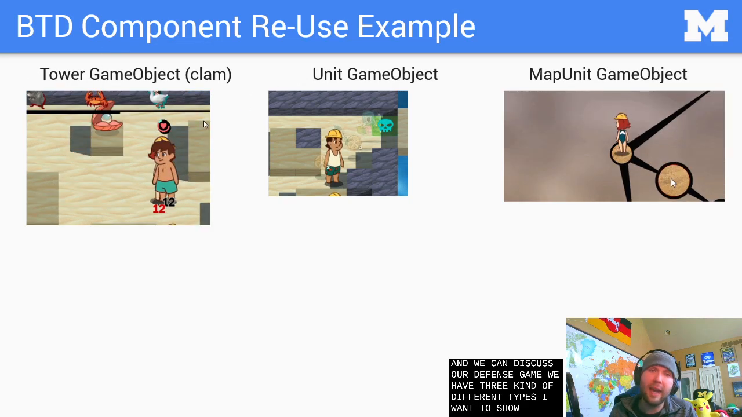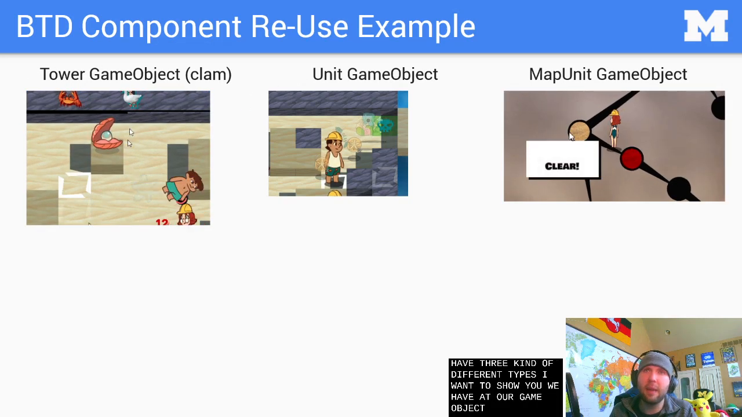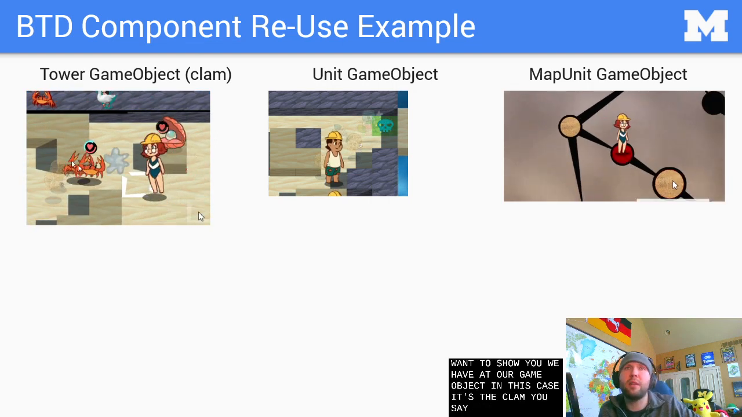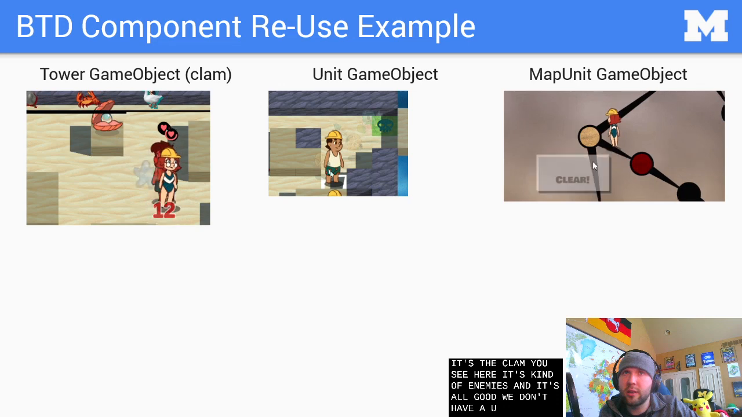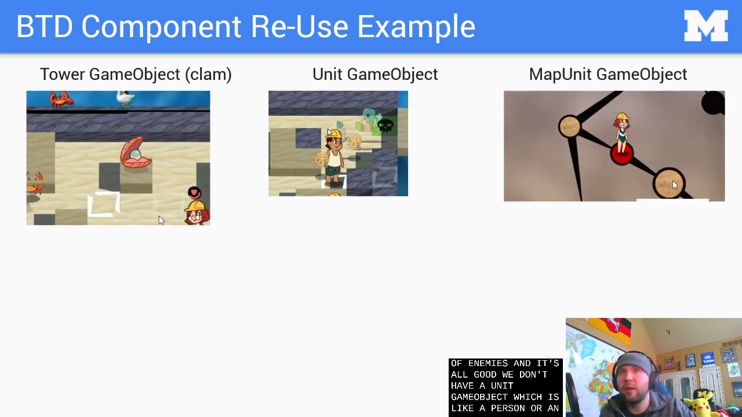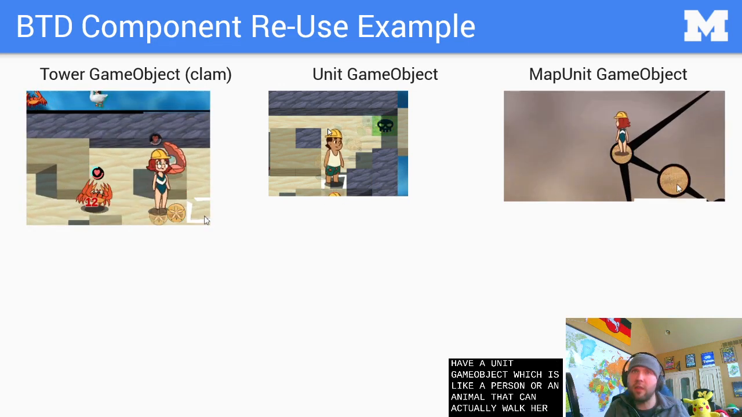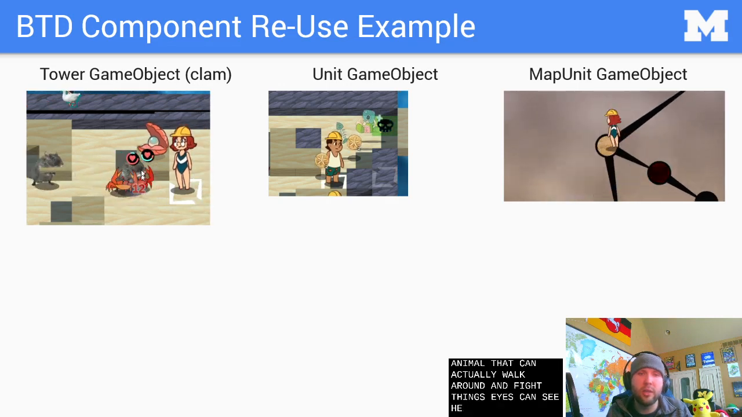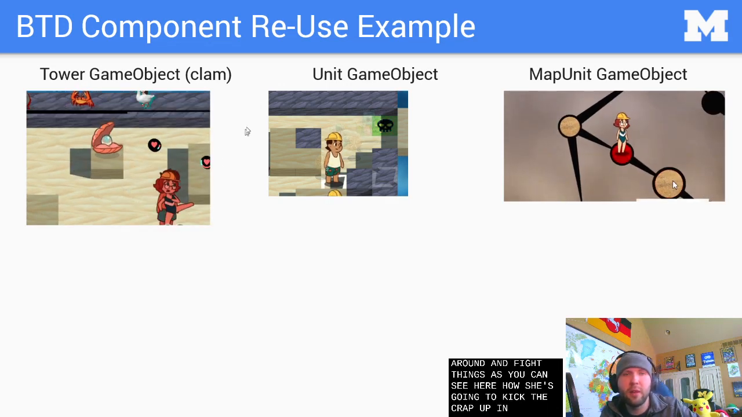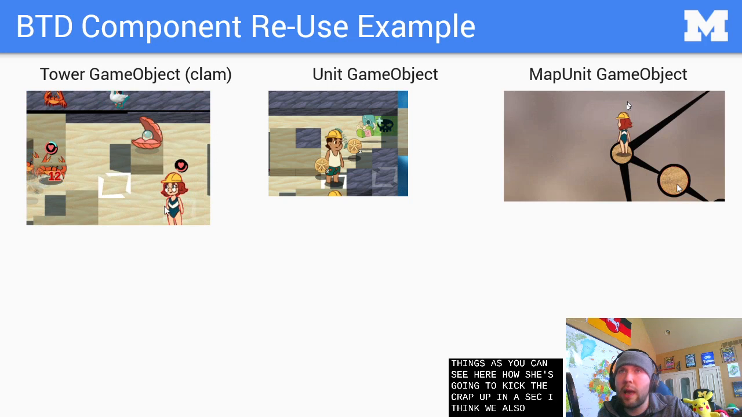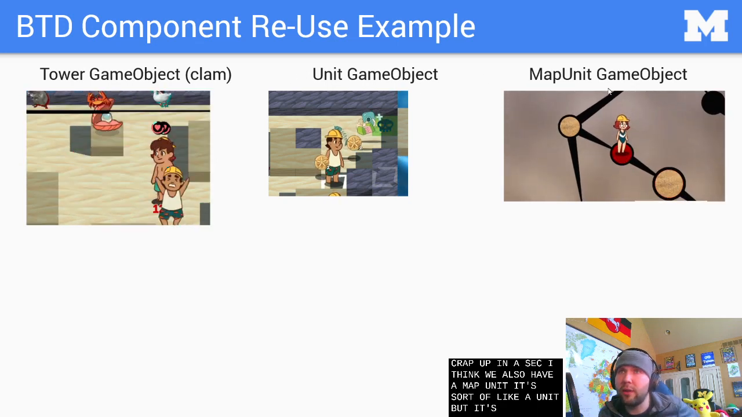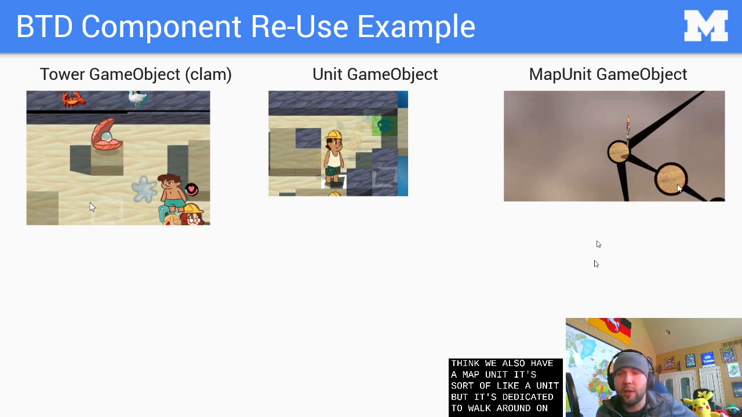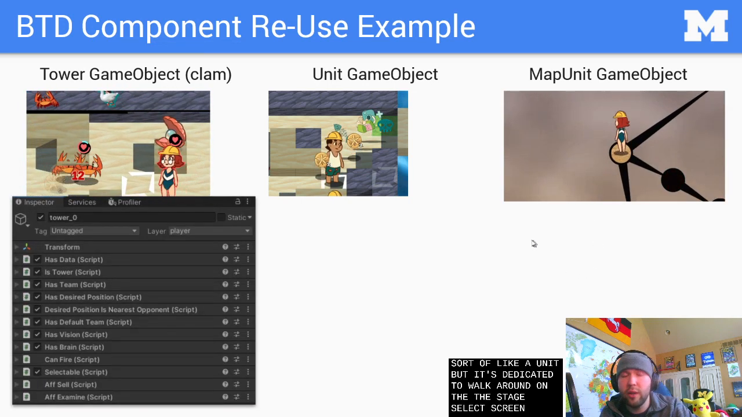We have a tower game object. In this case, it's the clam you see here. There's a clam, it kind of spits at enemies, and it's all good. We then have a unit game object, which is like a person or an animal that can actually walk around and fight things, as you can see here. She's going to kick the crab in a sec, I think. We also have a map unit. It's sort of like a unit, but it's dedicated to walking around on the stage select screen, okay? So what can we do?